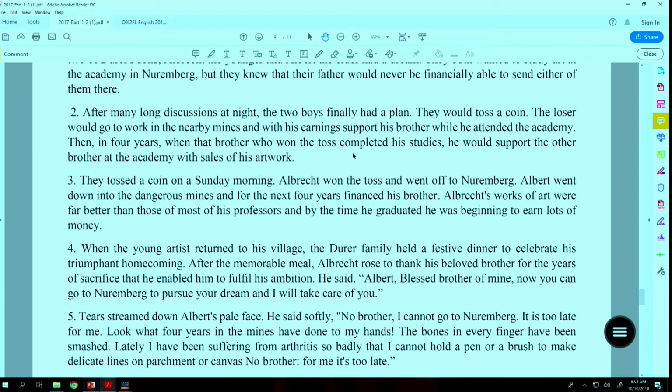Then in 4 years, අවුරුදු 4කි. When that brother who won the toss completed his studies, he would support the other brother at the academy with sales of his artwork. හරි? ඉගෙනගෙන එන සහෝදරයා එයාගේ ආර්ට්වර්ක් වලින් මුදල් උපයලා අනිත් සහෝදරයාට ඇකඩමි එකේ ඉගෙන ගන්න මුදල් යොදවනවා. That is their plan. Right.